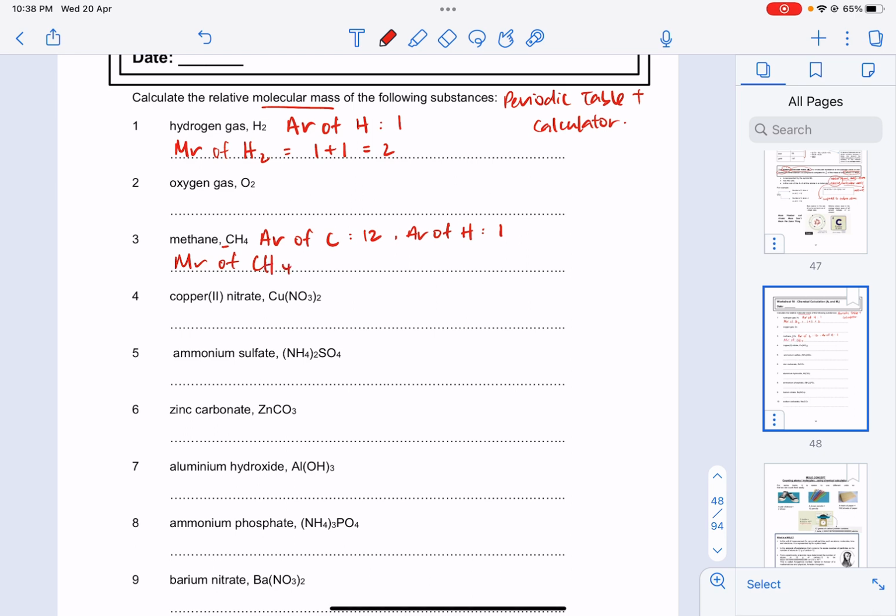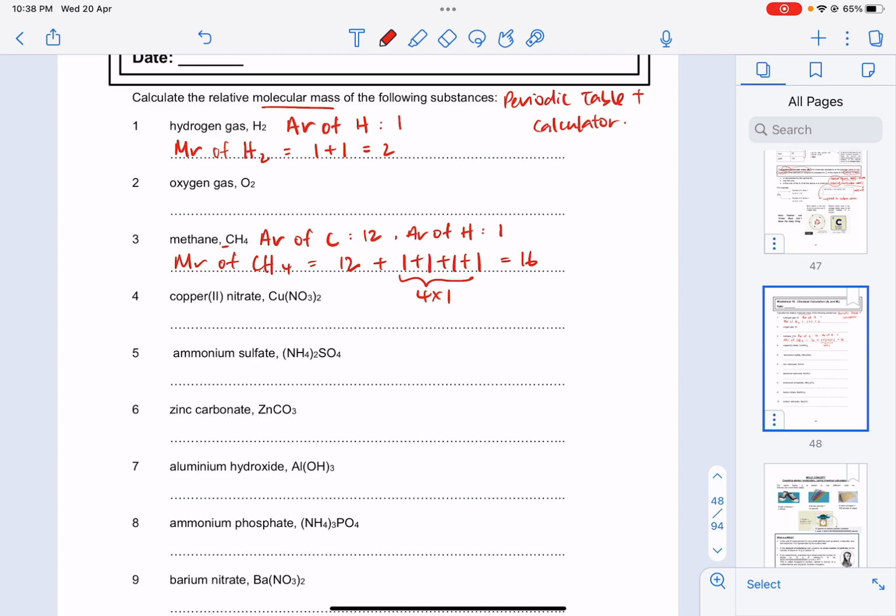There will be 1 carbon and 4 hydrogen. So that will be 12 plus 1 plus 1 plus 1 plus 1. And that gives you 16. So if you don't want to write 1 plus 1 plus 1 plus 1, you can also write it as 4 times 1, because there is 4 hydrogen atoms and each hydrogen atom is a mass of 1. Okay?